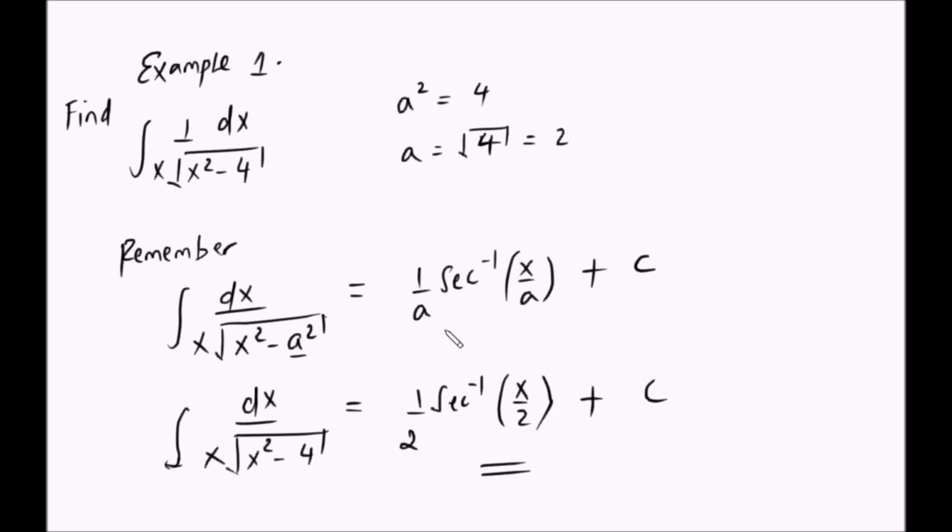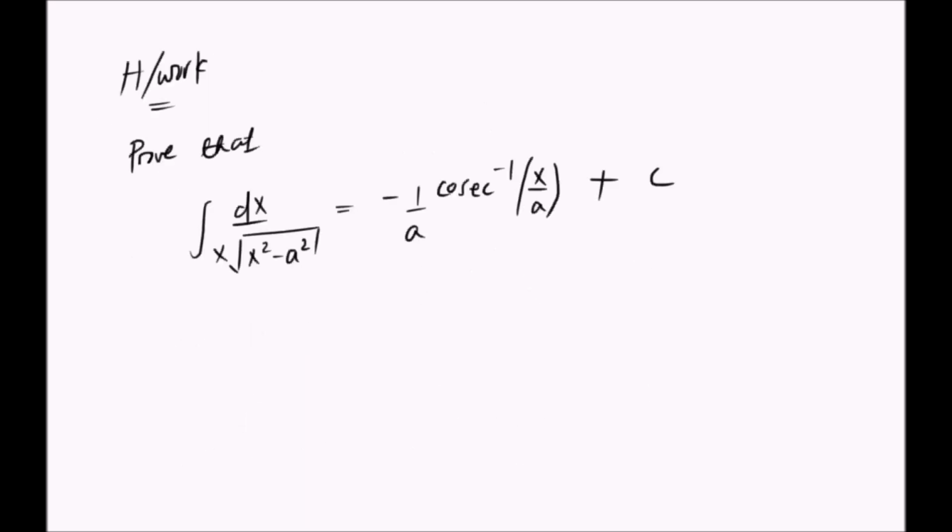Now hii nilizoambia hii standard integral hapa, hiyo nikiintegrate I'm going to get like this, negative. Sasa badala ya sec unaweka cosec inverse, manake badala ya sec inverse na cosec inverse, na hapa mbele unaweka nini? Negative. So prove this one, it's a homework.